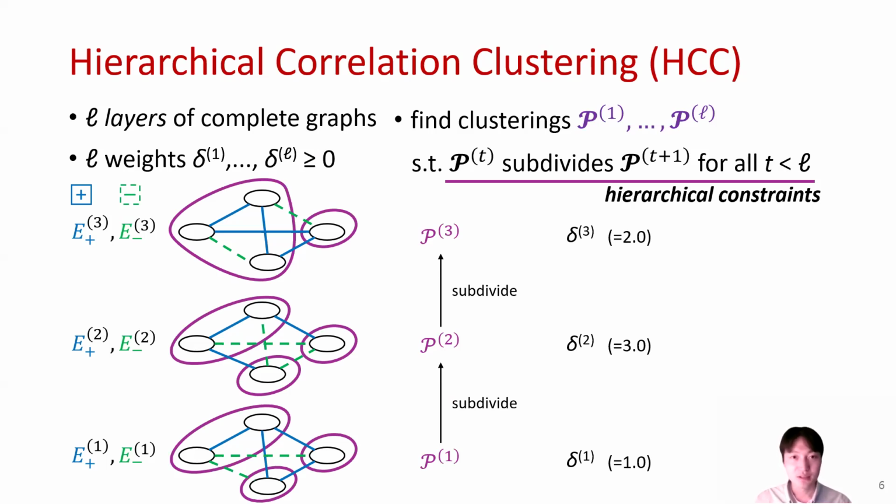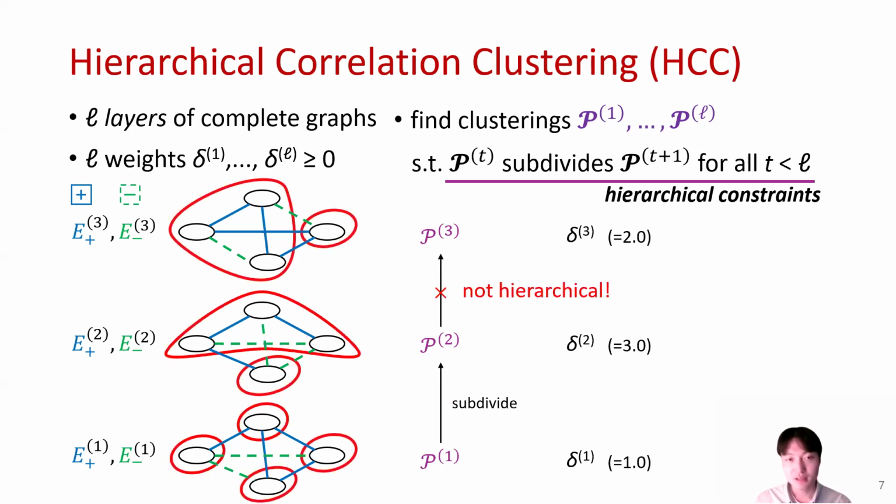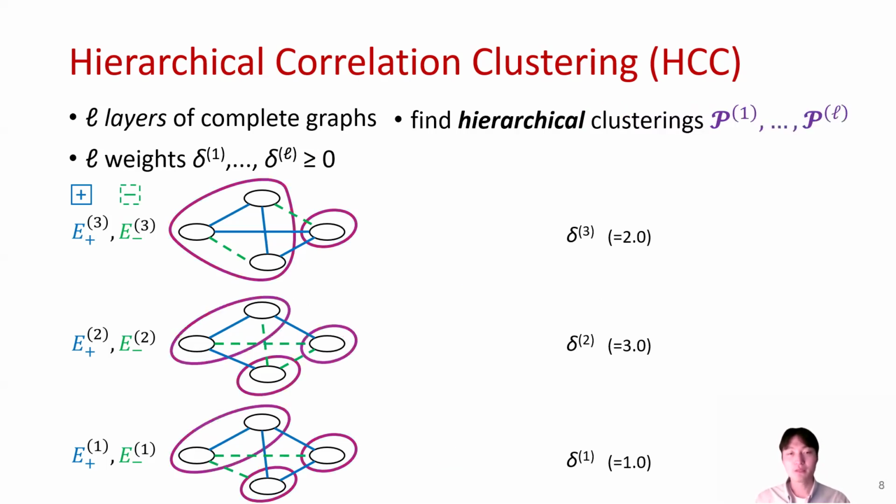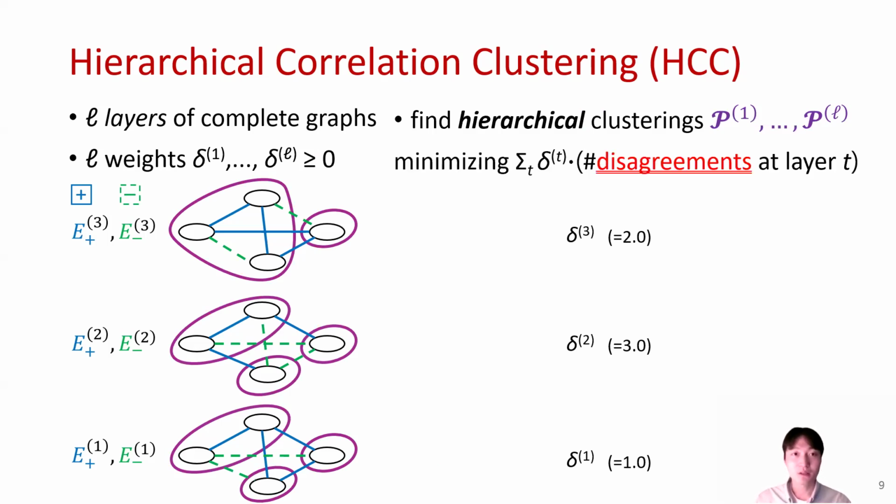Note that these clusterings shown here satisfy the constraints. On the other hand, these clusterings don't. We say clusterings are hierarchical if they satisfy the hierarchical constraints. The goal of the problem is to minimize the sum over all layers of each layer weight multiplied by the number of disagreements in that layer.